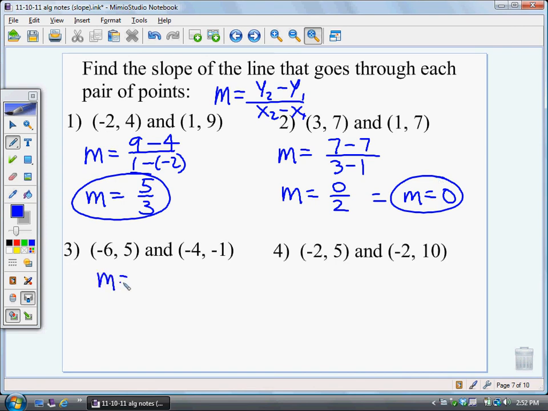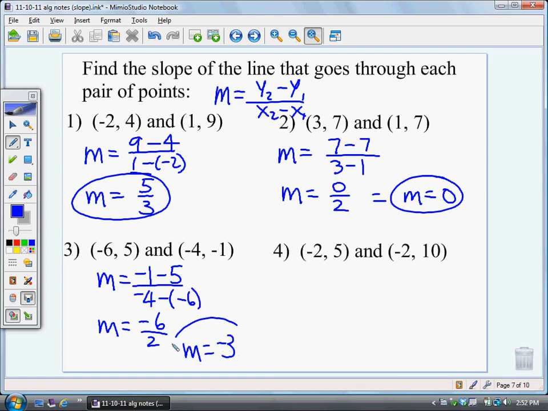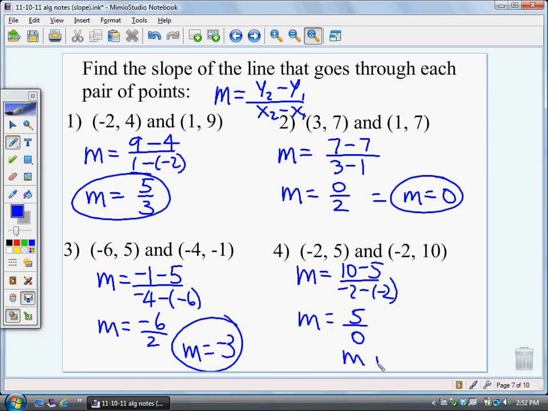Down here we would have negative 1 minus 5 and negative 4 minus negative 6. And that would be negative 6 over positive 2, which equals negative 3, or negative 3 over 1. And then the last one here, 10 minus 5, and negative 2 minus negative 2. When you do that, you're going to get 5 over 0. That means that m is undefined, or the slope is undefined.